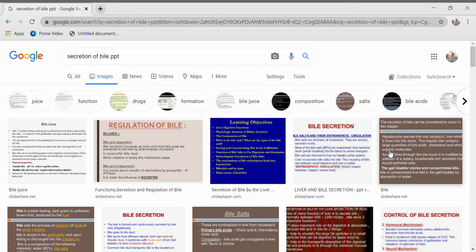When the bile acids are combined with glycine and taurine, which are amino acids, they form conjugated bile acids. And when the conjugated bile acids are added with sodium or potassium, they form conjugated bile salts.